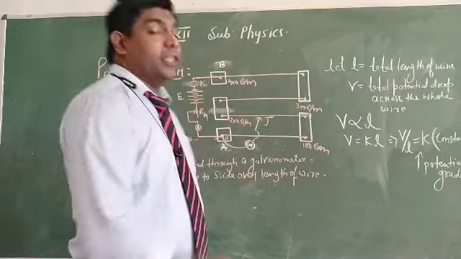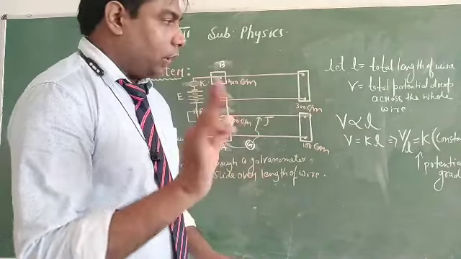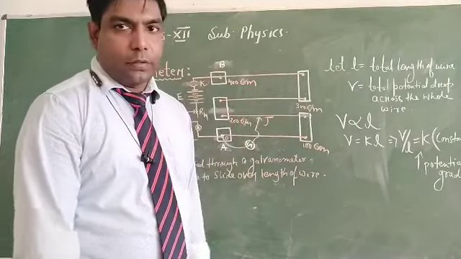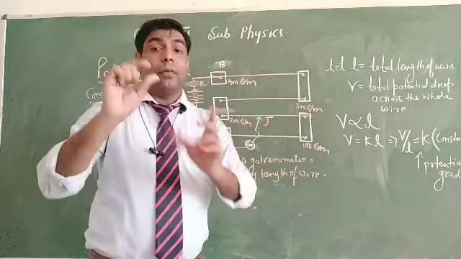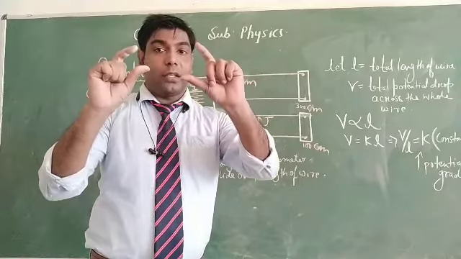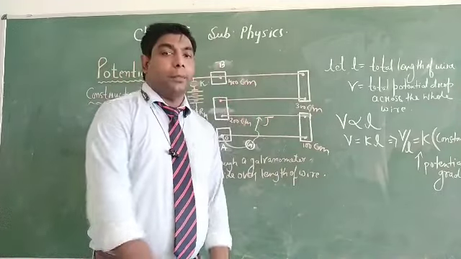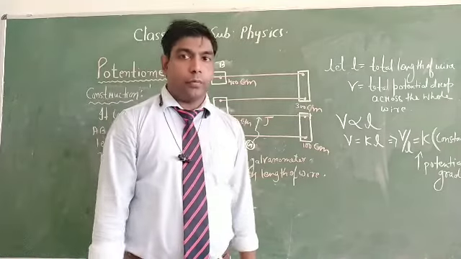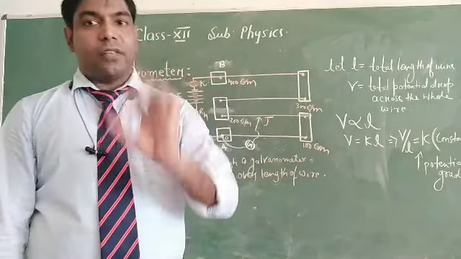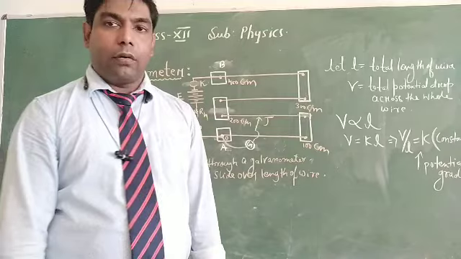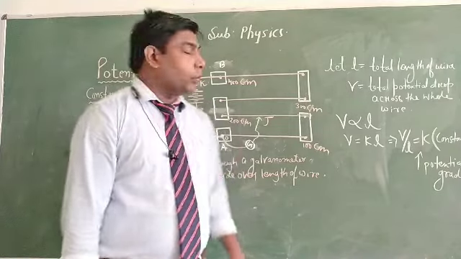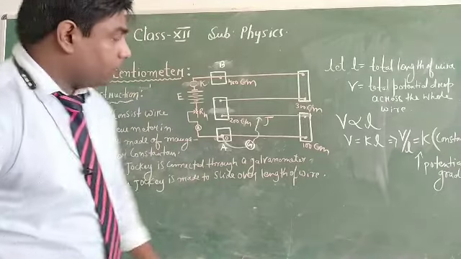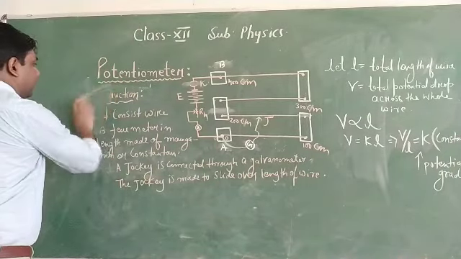Now, what is the application? From your syllabus point of view, there are two applications mentioned. First, to compare the EMF of two cells, means two cells are given, then we can find out the ratio of their EMF. Secondly, you are given a cell and you can find out its internal resistance with the help of potentiometer. Right? That is the application or uses of potentiometer.